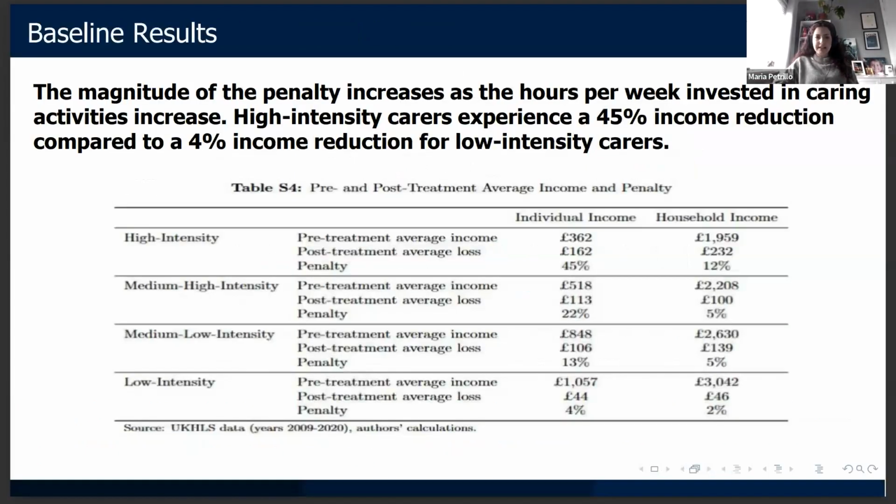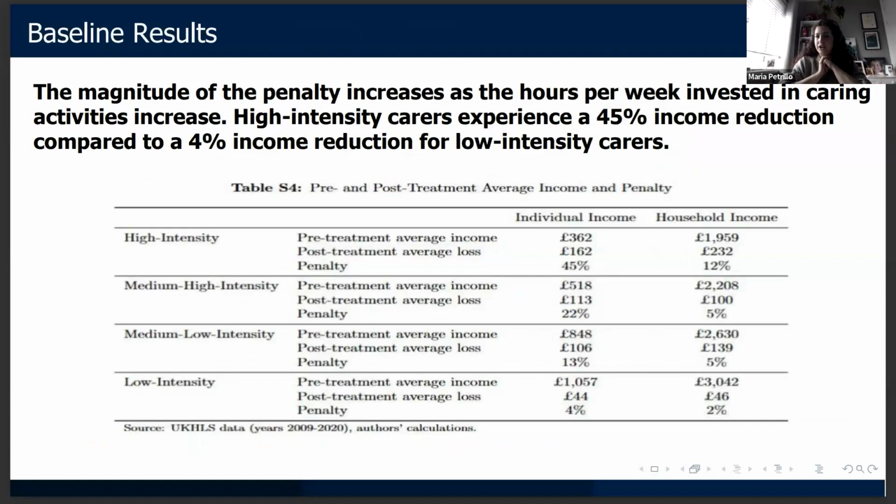This table just summarizes the magnitude of the penalty. In this case, we compute the relative penalty to take into consideration also the income that was earned prior to the uptake of unpaid care responsibilities.